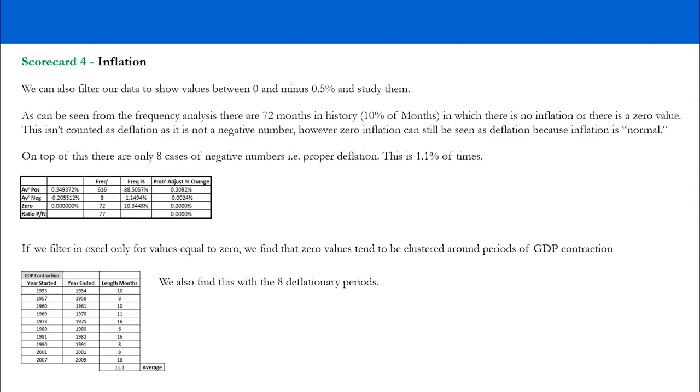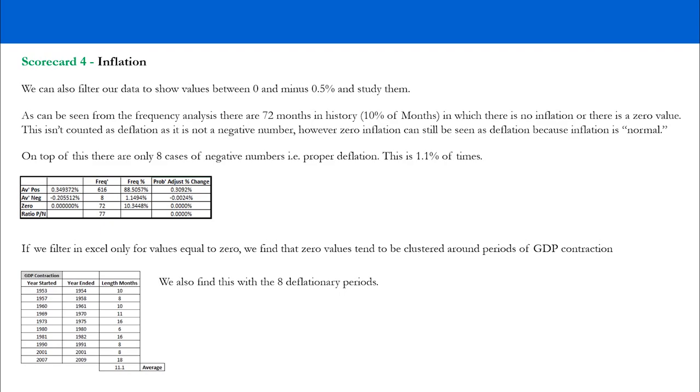On top of this, there's actually only 8 cases of negative numbers, i.e. proper deflation, in the CPI ex food and energy numbers. And this occurs 1.1% of times. So when we look at these together, it comes to 11%. And we can consider this in its entirety as deflation in itself.